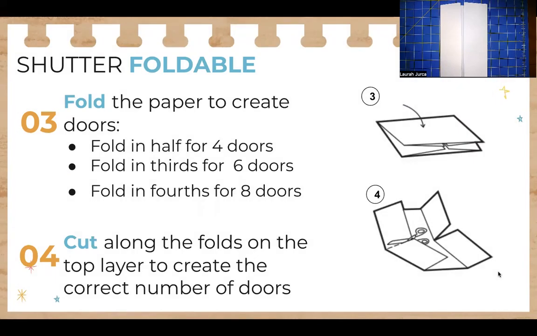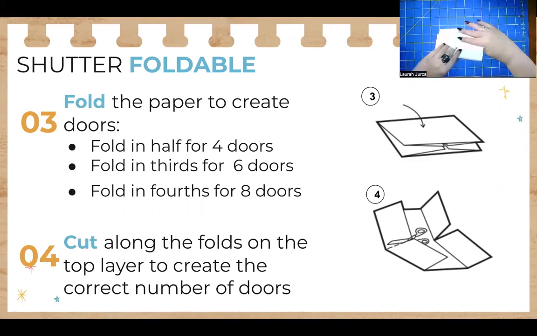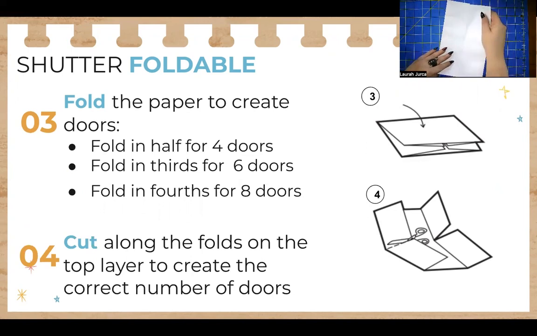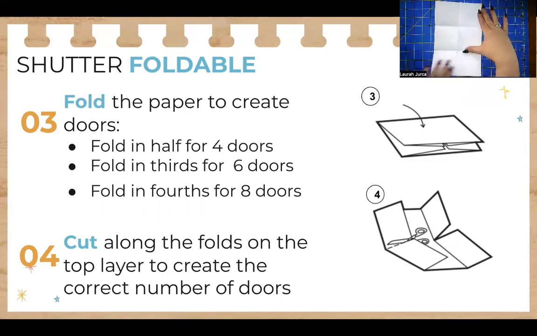Next, you can fold it to create as many doors as you would like. So you can fold it in half like this to get 4 doors. You can fold it in thirds like this to get 6 doors, or you can fold it in fourths for 8 doors. So just for this example, I'm going to go ahead and fold it in thirds, and we will end up getting 6 doors. So now I have pretty obvious creases that I can use as lines to cut.